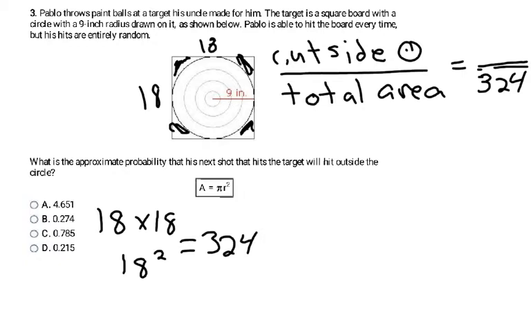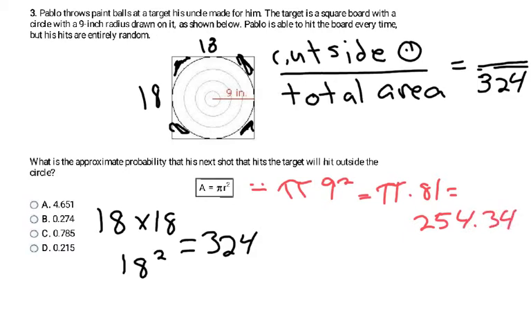All right, so now we got to find the area of a circle, which they give us that area formula here. So that's going to be pi times radius squared, and we know our radius is 9 inches, so it's going to be 9 squared. Well, 9 squared is 81, so it's going to be pi times 81. And you can use the pi button on your calculator or 3.14. And when you multiply those two numbers, it's going to be 254.34, or 34 hundredths. And so that's the area of the circle.